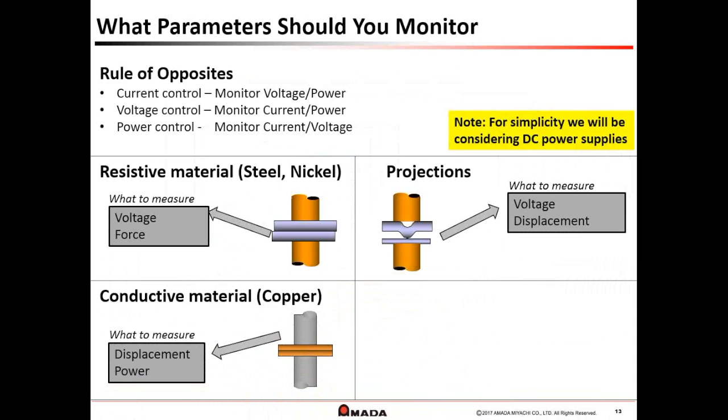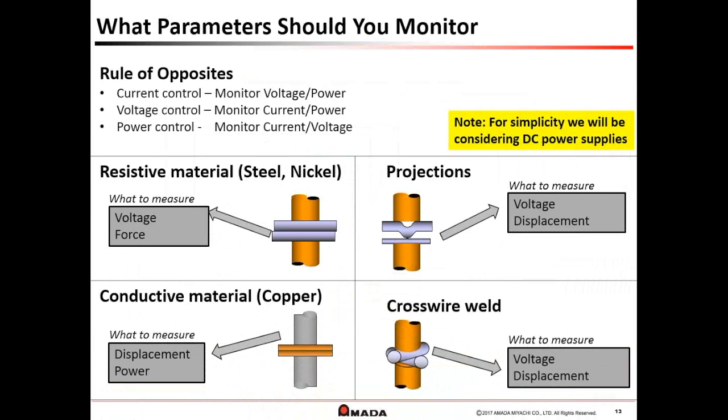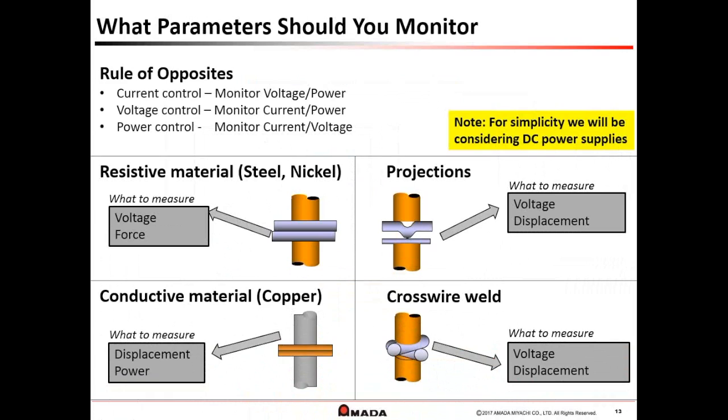We're seeing a lot of projection uses out there today, so in a projection weld, we want to monitor the voltage and we want to monitor displacement. Voltage because we have very high contact resistance at the beginning of the weld, and displacement because we want to make sure that that projection collapses completely. Now, a crosswire weld is similar to a projection in that we have very high contact resistance at the beginning of the weld. So we want to monitor the voltage. We also know that crosswire welding will collapse into each other, so we want to monitor that displacement.